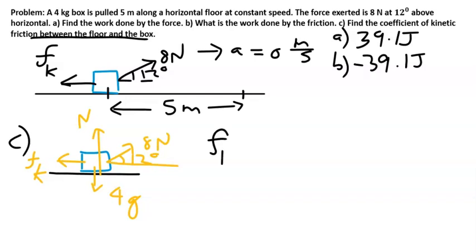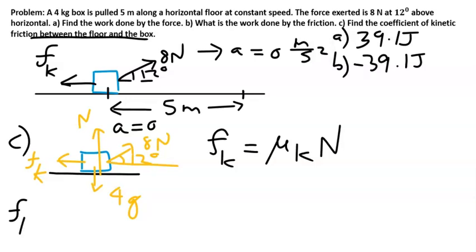From the definition of kinetic friction, it's given by the coefficient of kinetic friction times the normal force. And we mentioned, since the acceleration is 0 meters per second squared, the magnitude of that friction force must be the same as the x component of that 8 newton force, namely 8 cosine 12 degrees.